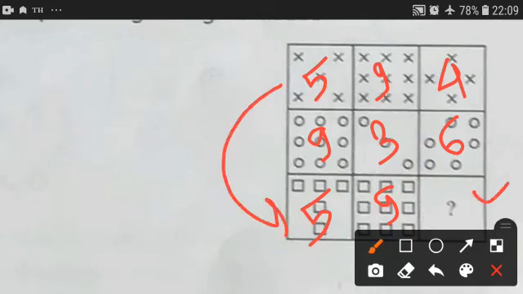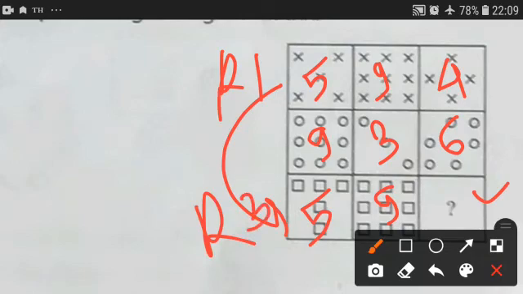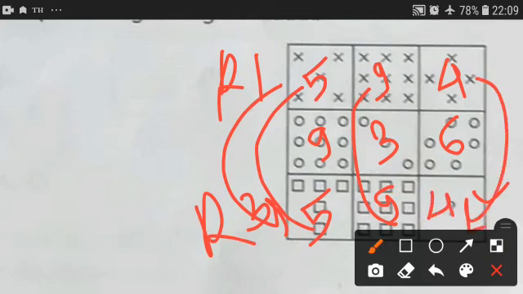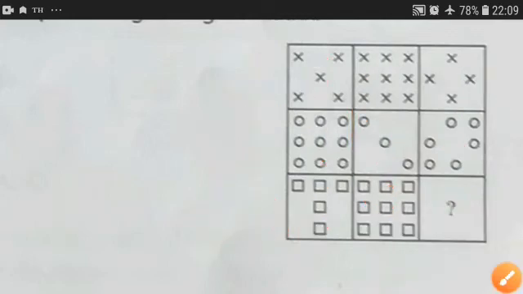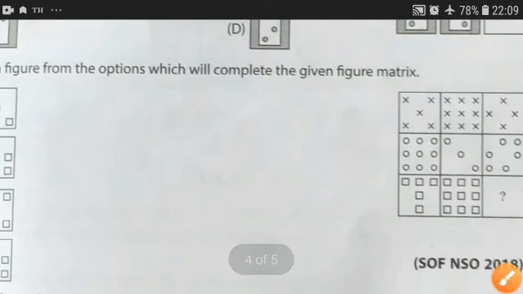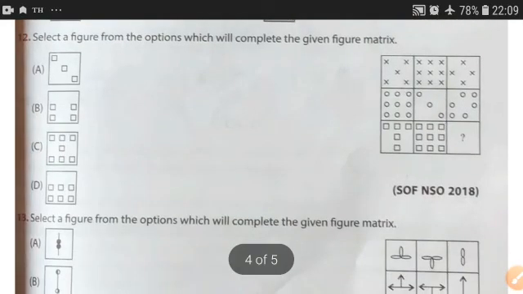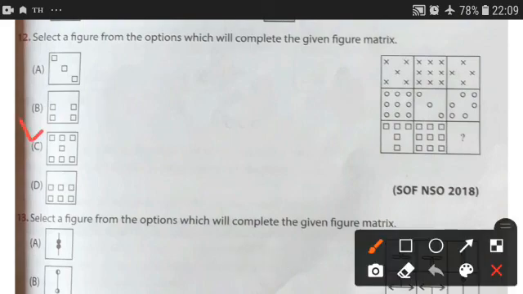So check it, this is following, row 1 and row 3 are same. So 9 9, 5 5, then here also will be 4 and 4. Okay, so the correct answer will be option B.